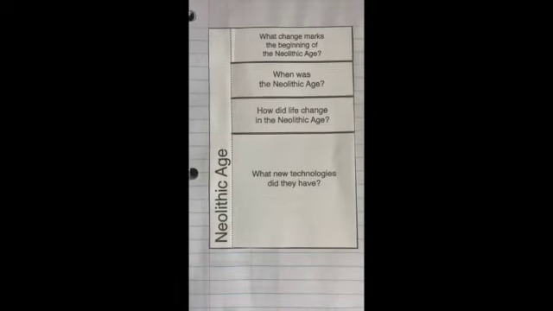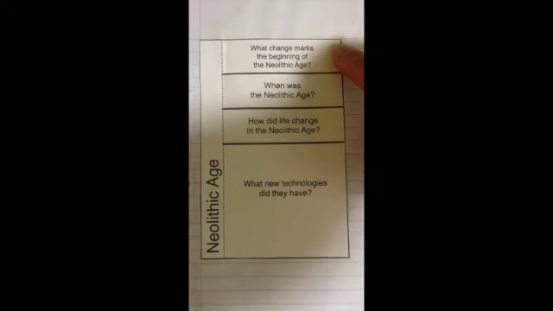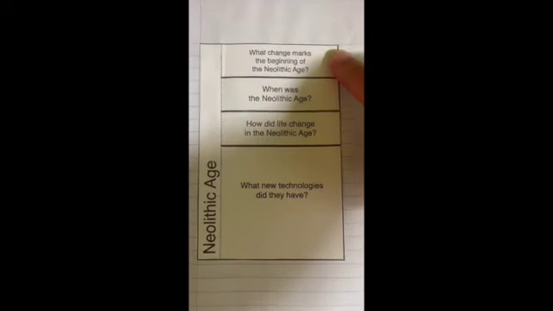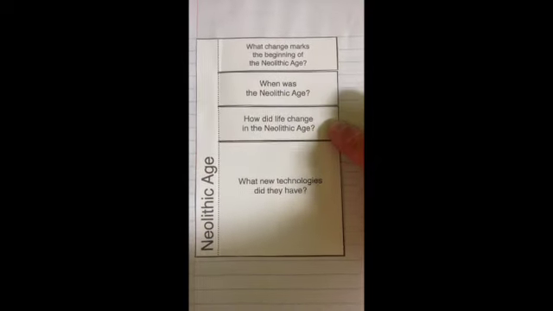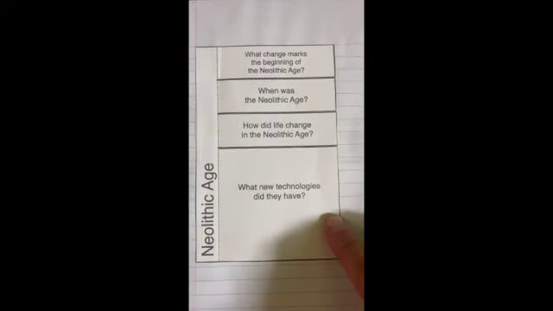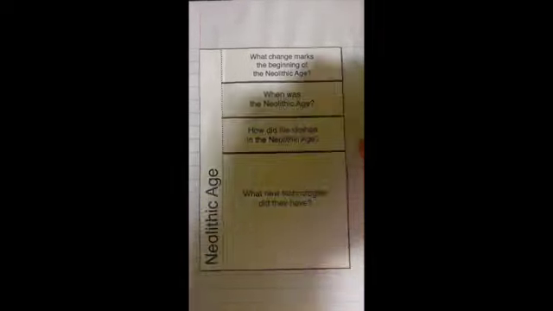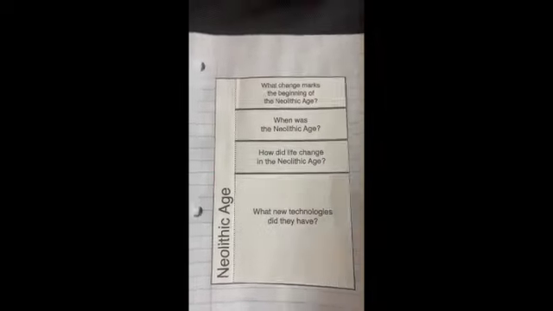Now we're going to talk about the Neolithic Age. Questions are as follows. What change marks the beginning of the Neolithic Age? When was the Neolithic Age? How did life change in the Neolithic Age? What new technologies did they have? Remember, as you go through, you want to write your findings right in there, no problem. And then you can close that back up. But these are going to be the things that you really want to look for.